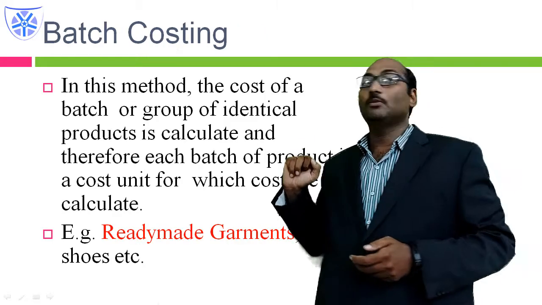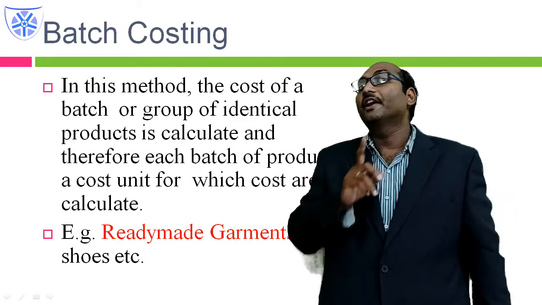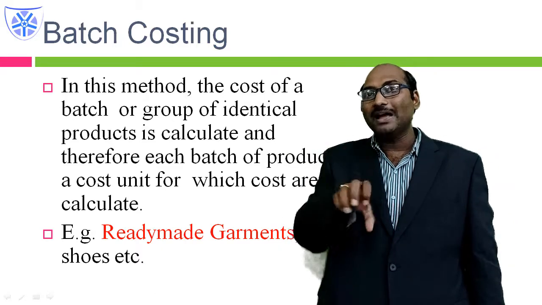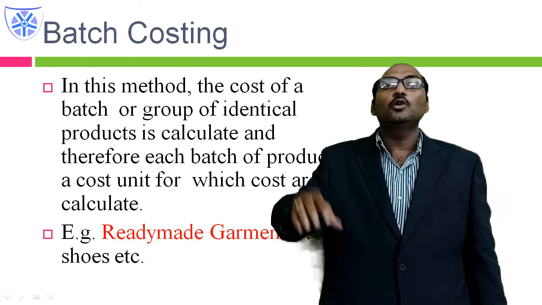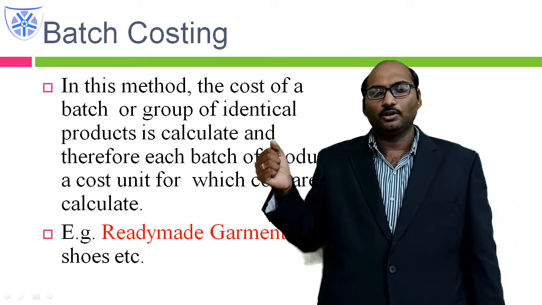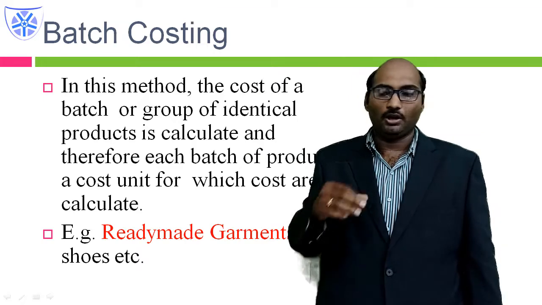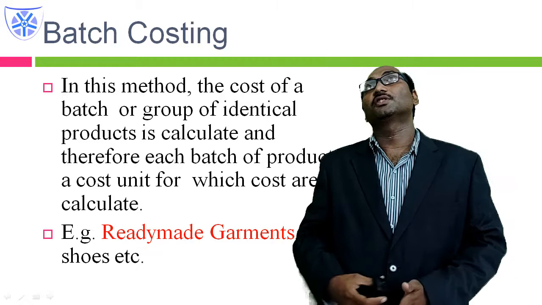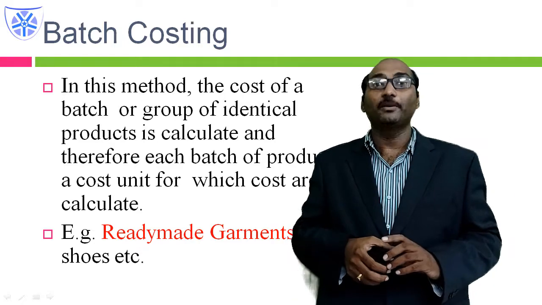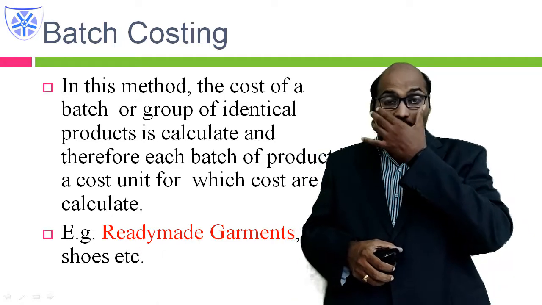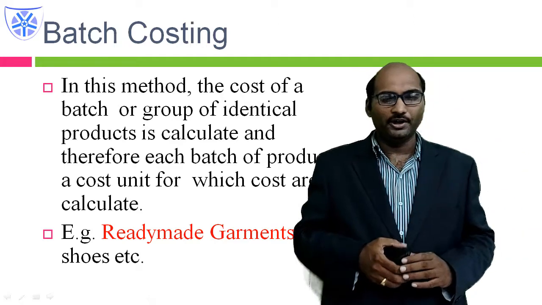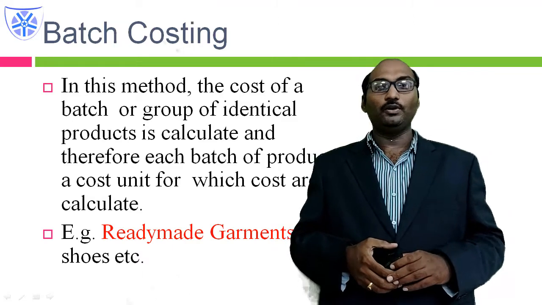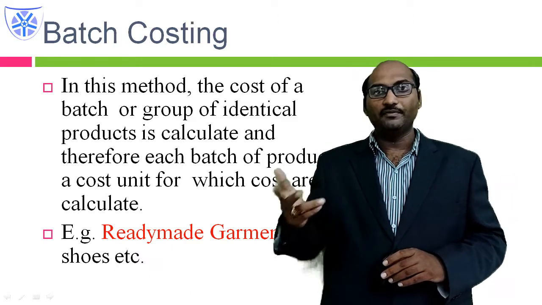Batch costing is like ready-made garments, toys, shoes. So what happens? A batch may be maybe 100 products to maybe 10 lakh products. The lot may vary. But generally the maximum order size in the garment industry is constrained by about 10 million pieces, and the minimum is maybe 100 or 200 pieces, isn't it? Again, it depends on who the buyer is, who the manufacturer is, and the understanding between the two.